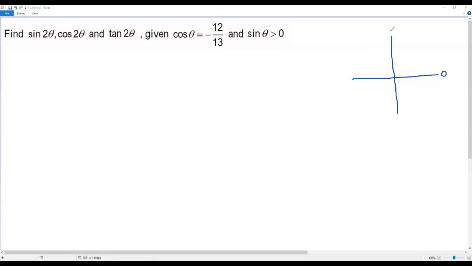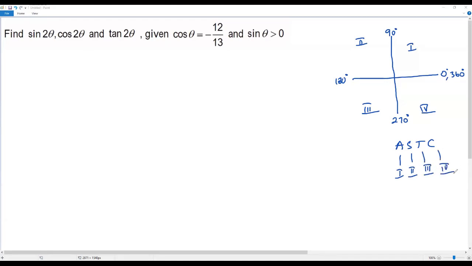So it's 0, 90 degrees, here we have 180 degrees, here we have 270 degrees, and we have 360 degrees at the same position as 0 degrees. From 0 to 90 we have the first quadrant, from 90 to 180 the second quadrant, from 180 to 270 the third quadrant, and from 270 to 360 the fourth quadrant. Usually we have to consider the mnemonic A, S, T, C. A means first quadrant, S means second quadrant, T means third quadrant, and C means fourth quadrant.